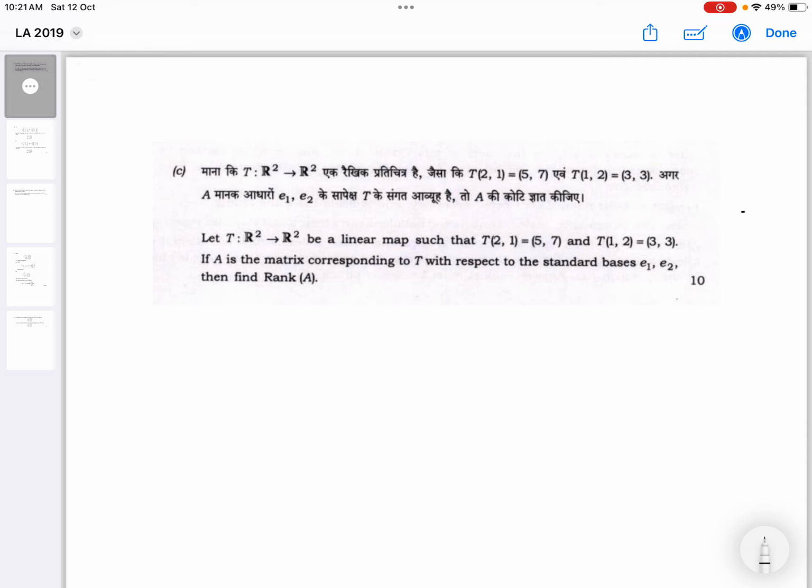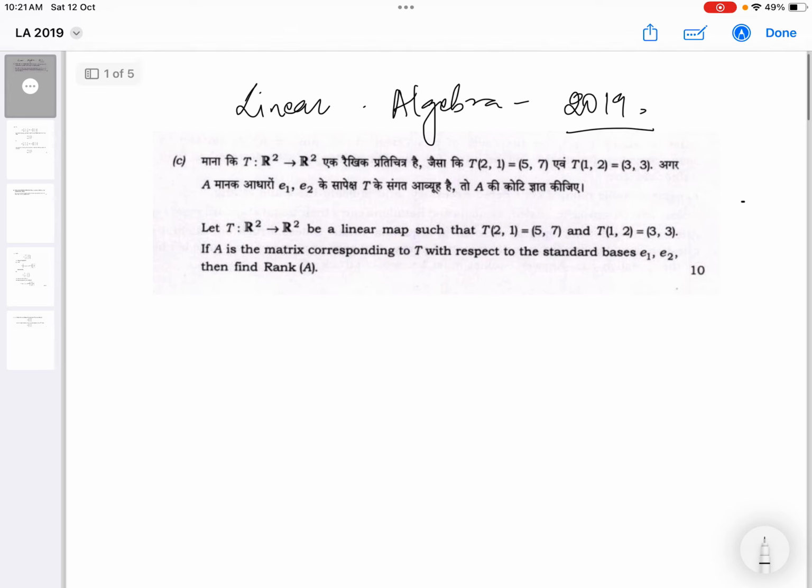So today we'll be starting linear algebra from year 2019 and we'll be solving all the PYQs one by one. So linear algebra, year 2019. There are around 5 questions we'll be solving one by one.